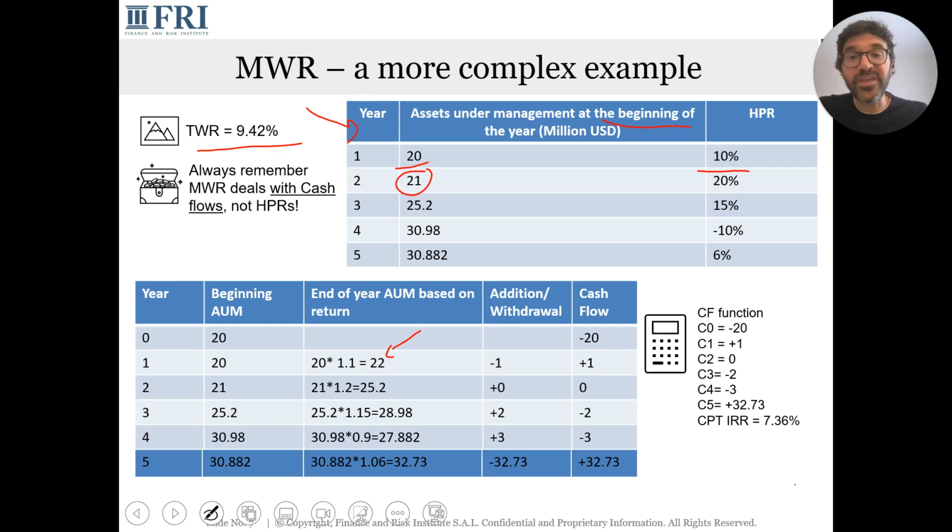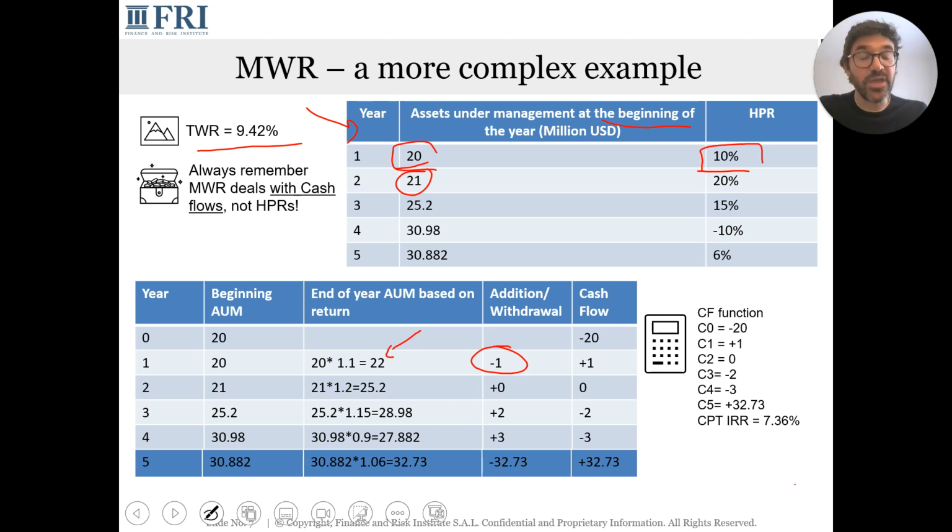So here what I'm saying is the assets under management at the beginning of year two are only $21 million. Knowing that you earn 10% on 20, then you should have $22 million in the account. This clearly means that $1 million were withdrawn by the investor. So now I know that -1 is the cash flow. $1 million were withdrawn by the investor.